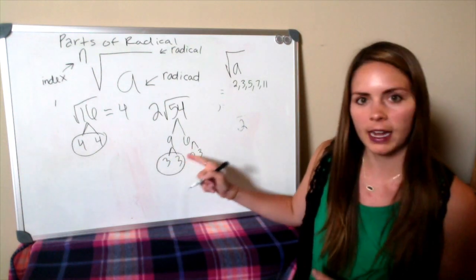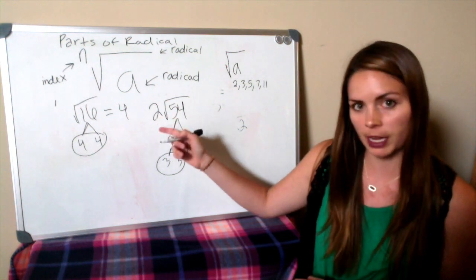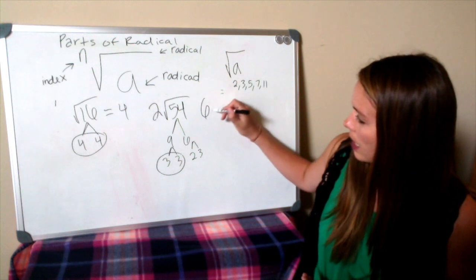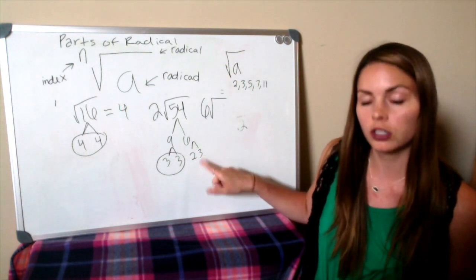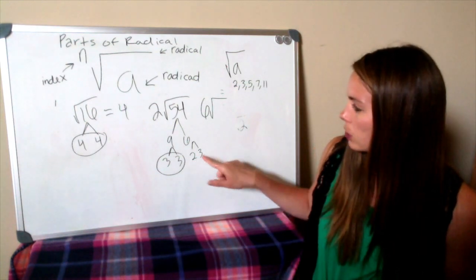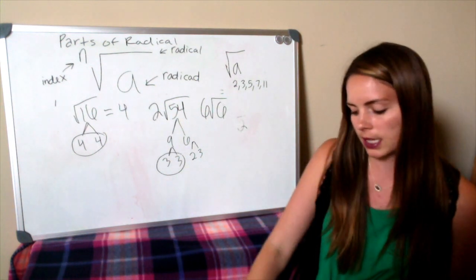Now when I bring that out, this time it's affecting that 2. When in doubt, multiply. So 3 times 2 is 6. And we have what left over? Now there's a 2 and a 3 left over. So again, when in doubt, multiply. 2 times 3 is 6. So our answer is 6 square roots of 6.